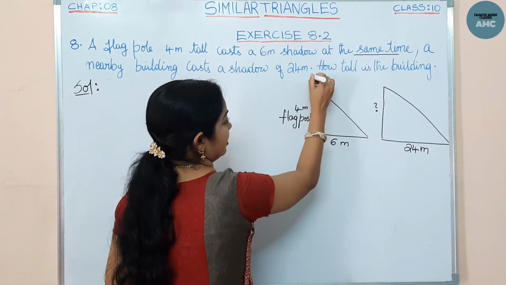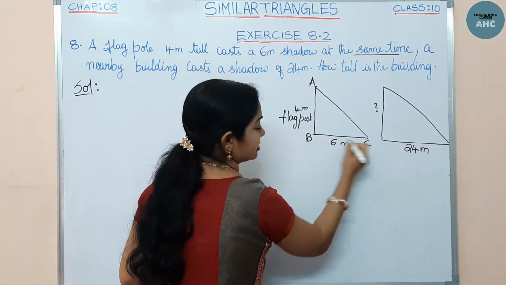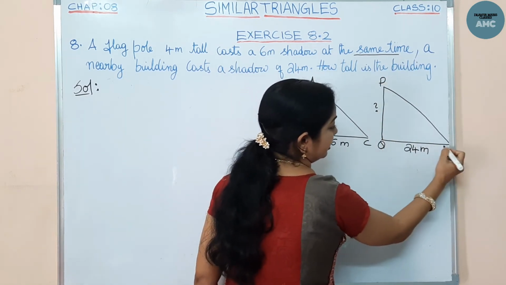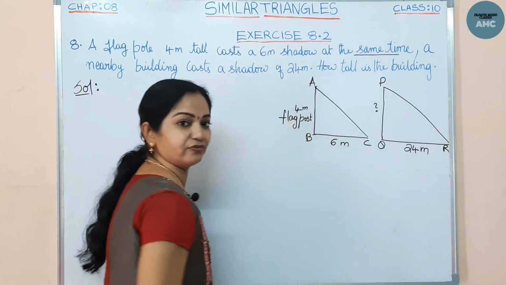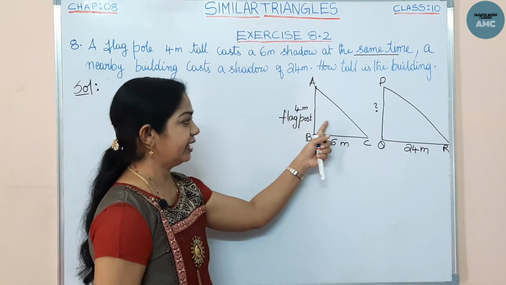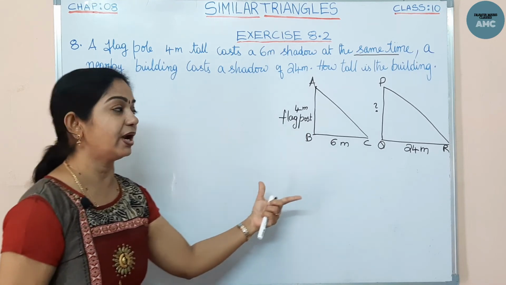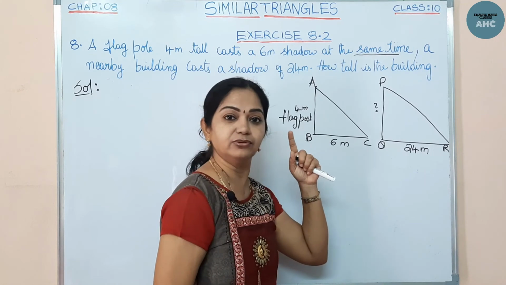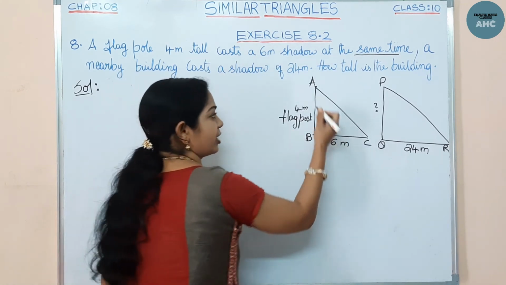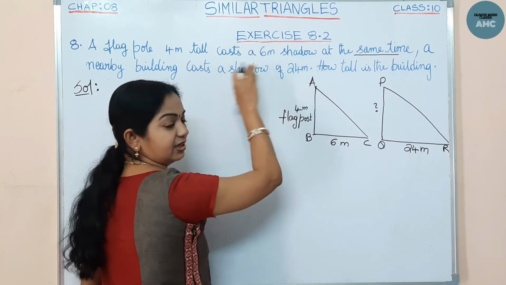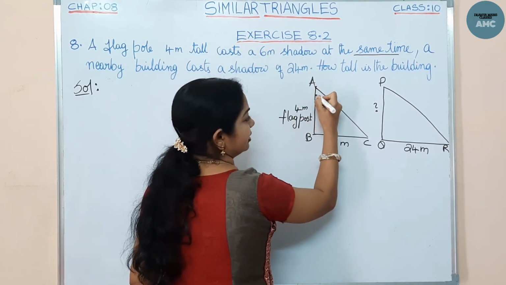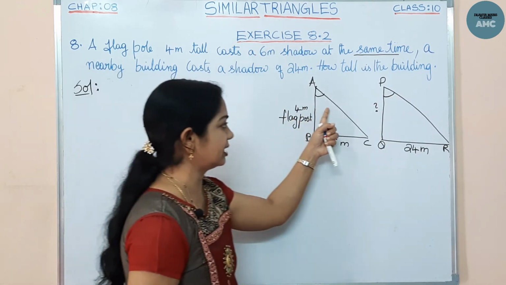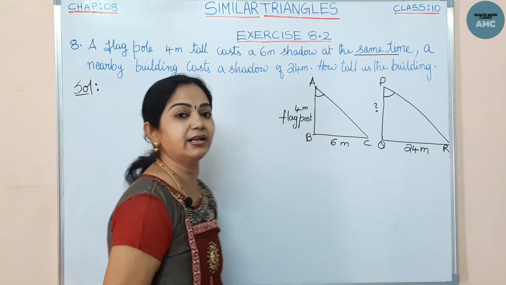Let me name this flag post AB and BC as its shadow, and let us take this as PQ. PQ is the height of the building, QR is the shadow of that building. Here they are nearby and are casting the shadow at the same time. The light rays coming from the sun form the same angles, so we can say that angle A and angle P are equal.